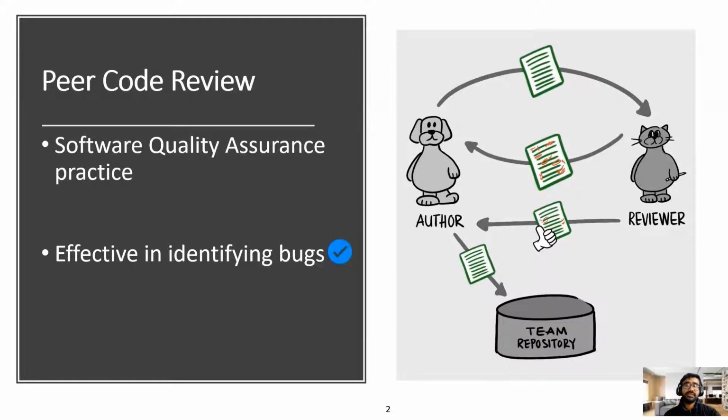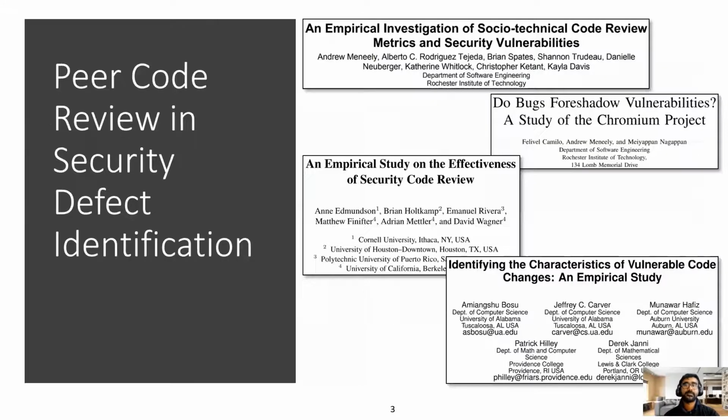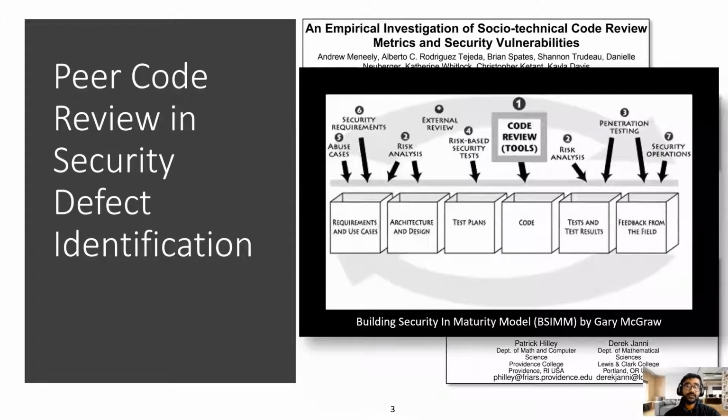Peer code review is very effective in identifying bugs before releasing the software. Prior research works also found peer code review to be a useful practice in identifying security defects. Code review has also been a key practice in Gary McGraw's Building Security In Maturity Model, which has been adopted in many organizations.